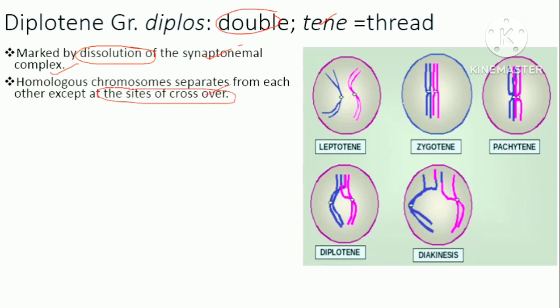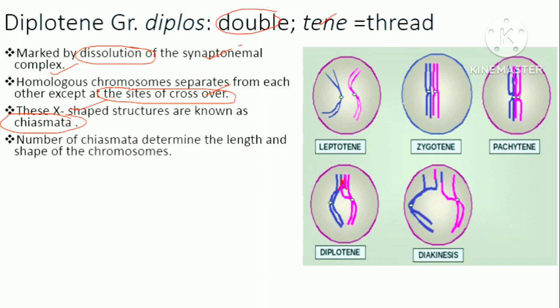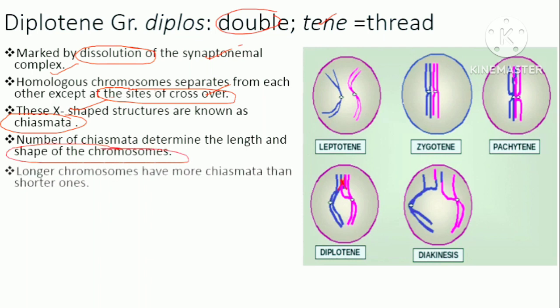The homologous pair separates from each other, except at the site of crossover, and that point is known as chiasmata. This X-shaped structure is known as chiasmata. The number of chiasmata determines the length and shape of the chromosome. Longer chromosomes have more chiasmata than the shorter ones.